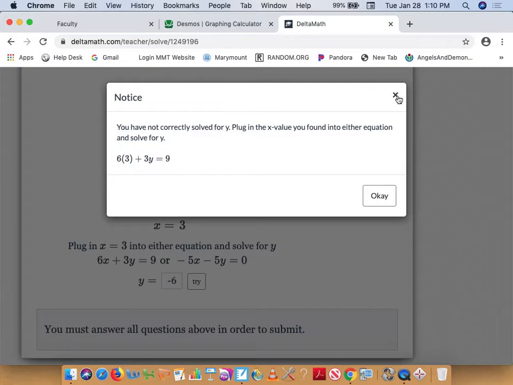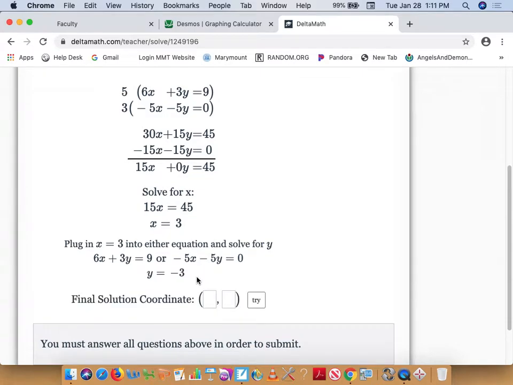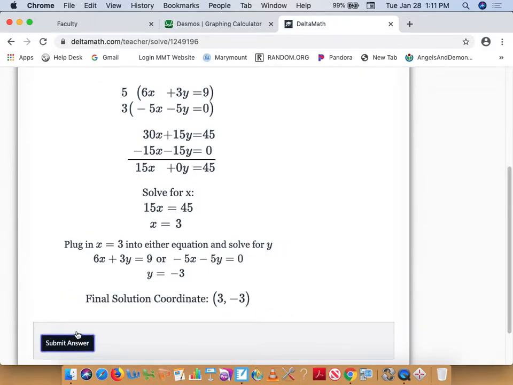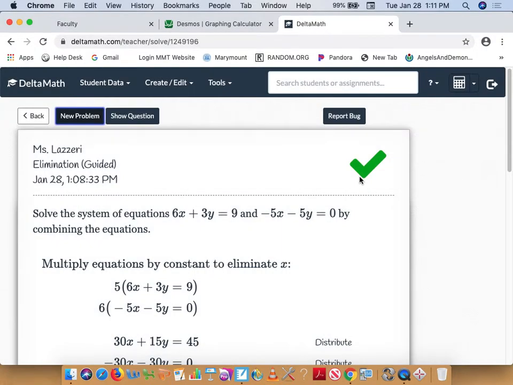Okay, so I didn't do it right. All right, so let me try again in my head. 3, 2. All right, 6 times 3 is 18. Oh, it's negative 3. All right, so my point, x goes in the front, y goes in the back. All right, so the answer is 3, -3.